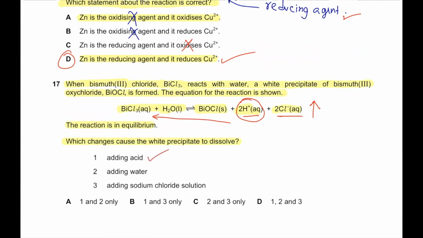Adding water will push this towards the right direction, so adding water doesn't work. So number 2 is wrong. Guys, if number 2 is wrong, then we can already see A is wrong, C is wrong, D is wrong. Adding a little bit of sodium chloride solution, yes, sodium chloride will increase the chloride ion, and thereby the equilibrium will shift towards this direction. So 1 and 3 are definitely correct. B is correct, guys.